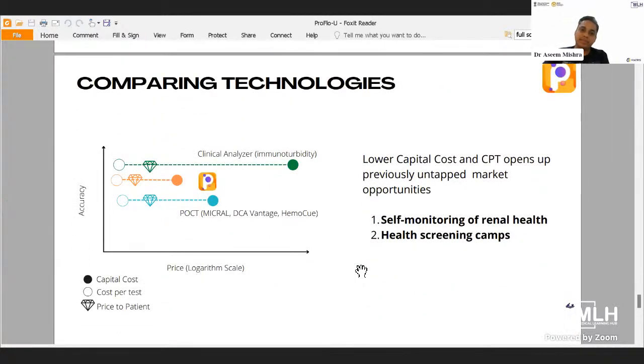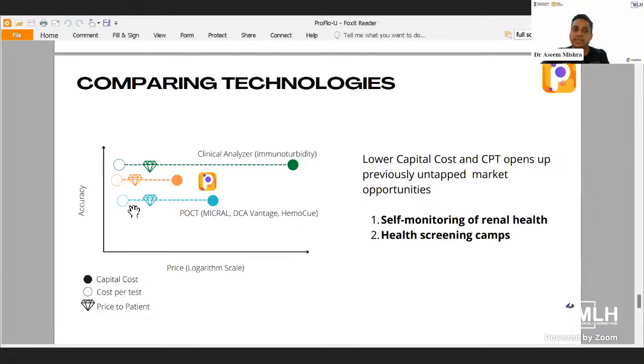If you compare with the current industry standards, you have clinical analyzers where the device cost is very, very high. The per test cost is low. So the user somehow is charged in a way to amortize the cost of the huge device. And otherwise you have POCT devices, which are, again, not as expensive as clinical analyzers, but still significantly expensive for someone to own for his personal health monitoring, with a slightly higher cost per test.